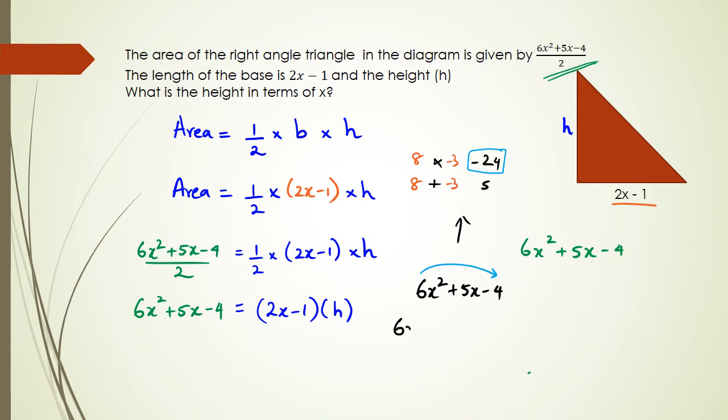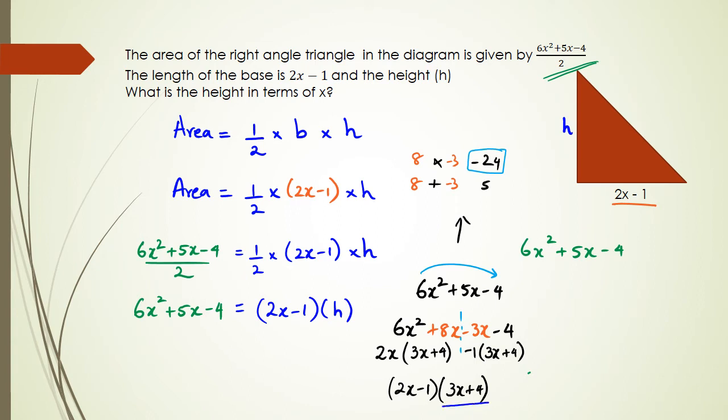So I'm going to rearrange my quadratic as 6x squared plus 8x minus 3x minus 4. Now I need to factorize this, so I have to group factorize. For 6 and 8, the common factor is 2, and for x squared and x, the common factor is x. So I'm going to get 2x times 3x plus 4. Then on the other side I can see that negative 1 is a common factor, which means I'll get 3x plus 4 inside here. So when I factorize this, you can see that I get 2x minus 1 multiplied by 3x plus 4. So we can say that the height equals 3x plus 4.